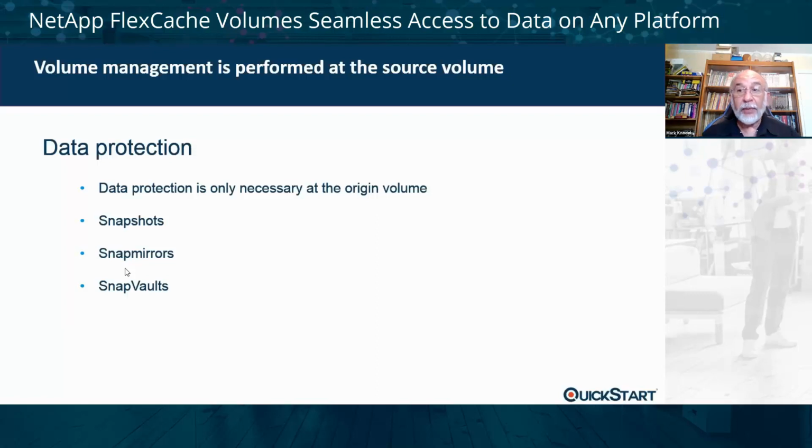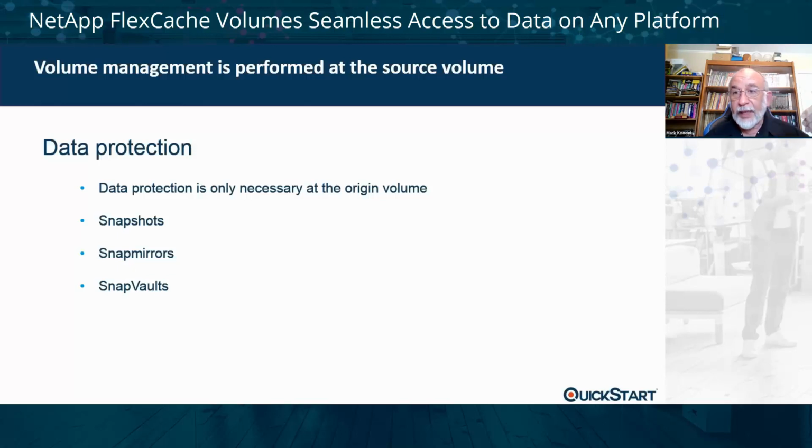So when we have this data, we have to be able to manage it and protect it. And the nice thing about the caching approach is that's all done at the source. So I can protect that data by taking snapshots of the source volume. I may need to replicate it with SnapMirrors or back it up with SnapVaults. All of that happens at the source side. Doesn't matter how many copies I have cached out across the world, everything is managed from the source side, okay, which simplifies things dramatically.